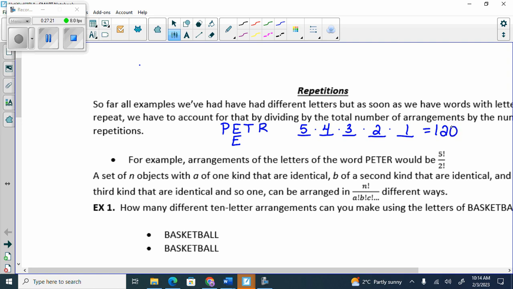But that's actually not true, right? There's going to be ones where I'm going to swap the E's that they're going to look the exact same. Correct? So all you do is you divide by the factorial of the doubles or triples. So in this case, there's 2 E's, so I just divide by 2 factorial, which gives me 60. And there's actually only 60 different words in Peter that look different, because that takes out all the cases where the E's are the same.